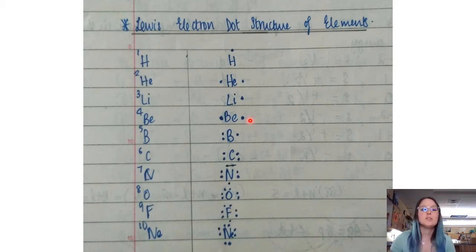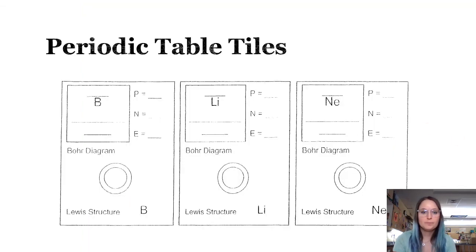Now if this is confusing, I don't want you to stress about it, because on your table tiles that you're going to fill out, you can skip the Lewis dot structures until next week. You can just do your Bohr models and fill out the number of electrons, protons, and neutrons first. But if you feel confident with this, feel free to go ahead and move forward with this part. I'm going to show you what that looks like on an actual table tile.